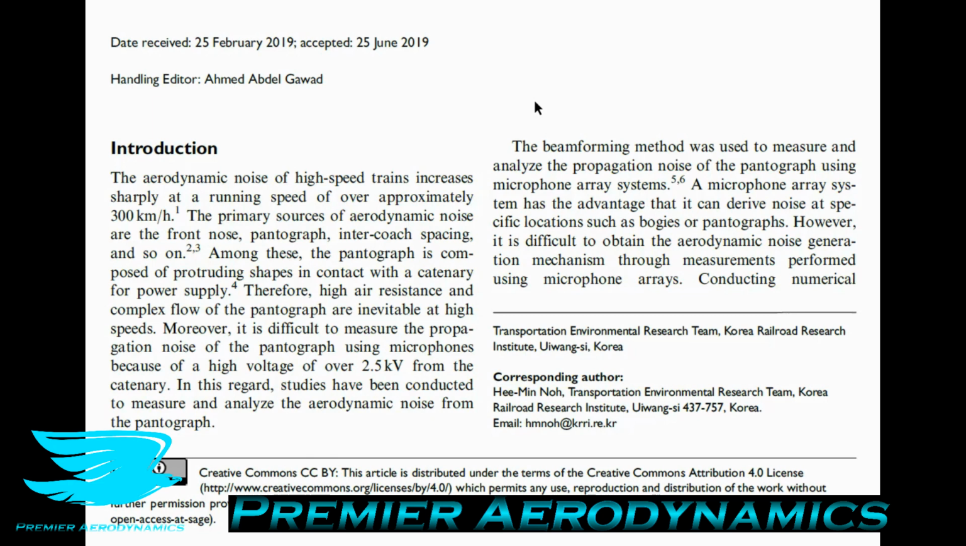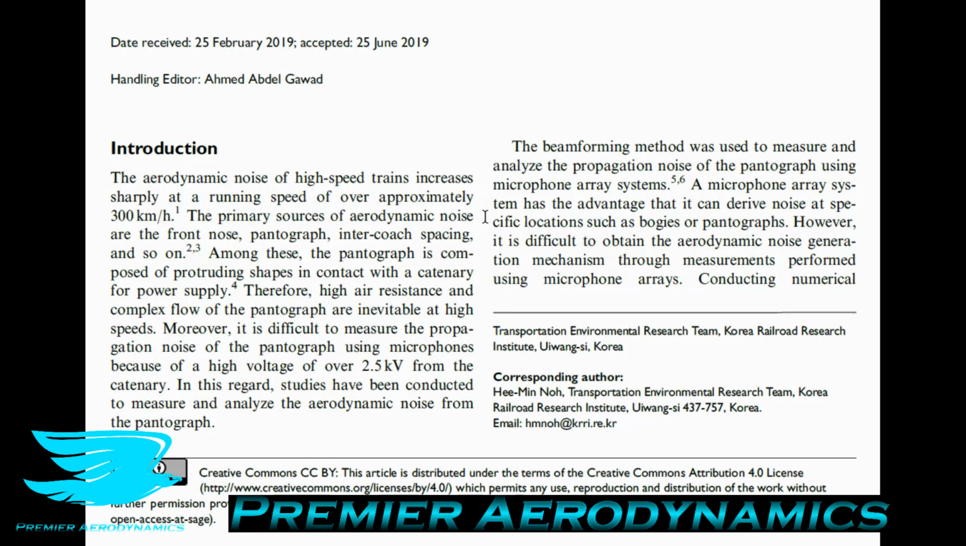They say among these, the pantograph is composed of protruding shapes in contact with the catenary for power supply. Therefore, high air resistance and complex flow of the pantograph are inevitable at high speeds. The beamforming method was used to measure and analyze the propagation of noise of the pantograph using a microphone array in other setups. So in other experiments, they use something called a beamforming array.